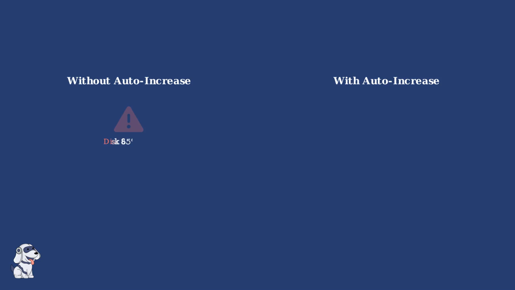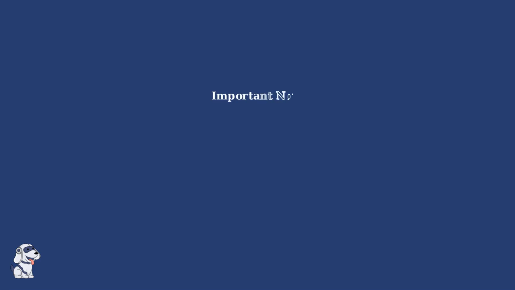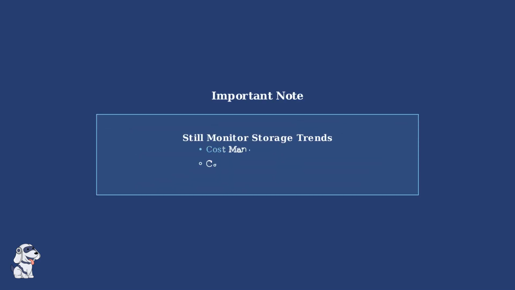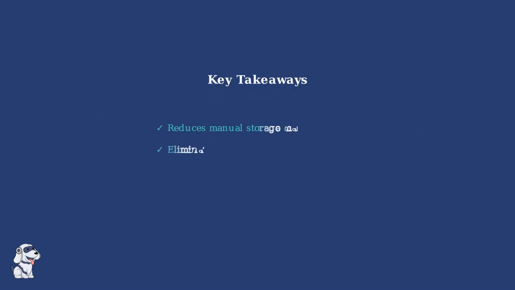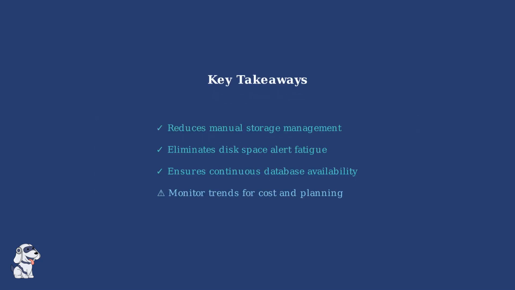One of the key benefits of enabling automatic storage increase is that you can safely disable monitoring alerts related to disk space getting full. However, it's crucial to understand that while you can disable immediate disk space alerts, monitoring overall storage usage trends remains important for cost management and capacity planning. To summarize, automatic storage increase reduces alert fatigue and manual intervention, but smart monitoring of storage trends ensures optimal database performance and cost control.